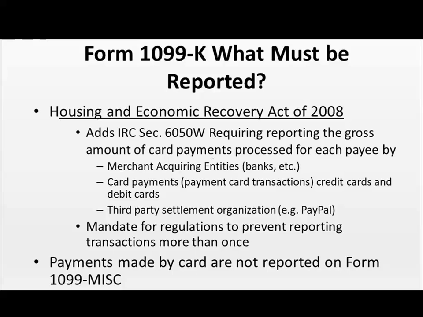Well, what does this mean? If you pay by a credit card or debit card, that merchant has a merchant acquiring entity, usually a bank, and that bank is the one that ends up processing the payments and paying the payee from the card payment. So that merchant acquiring entity is going to issue a 1099-K to these merchants for the gross amount that was paid to them from card payments.